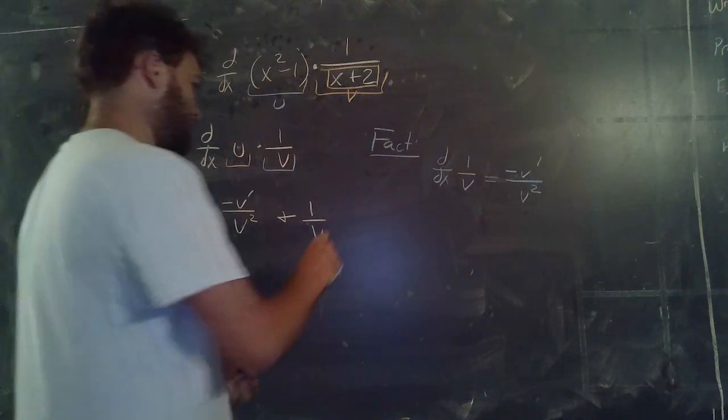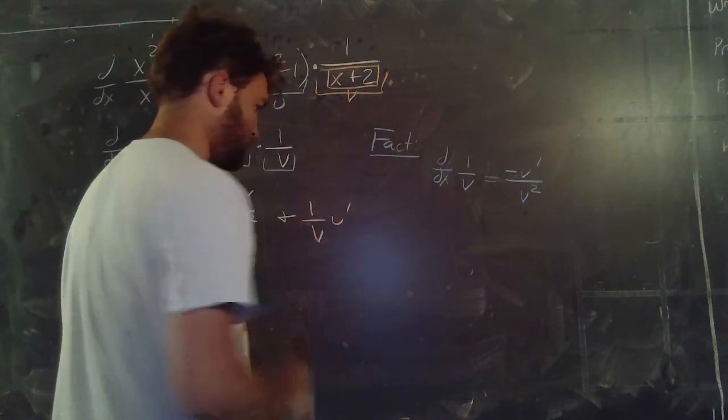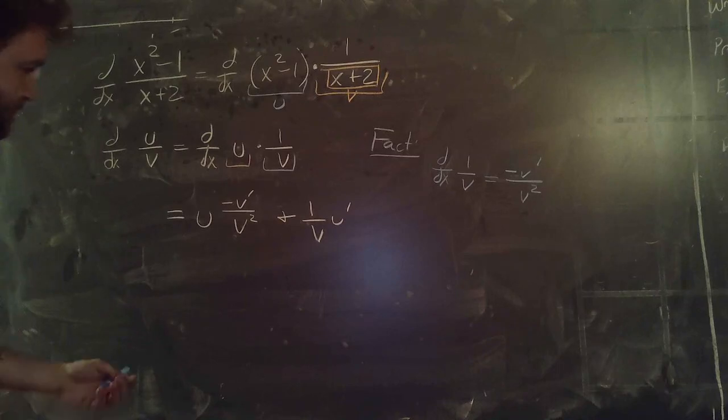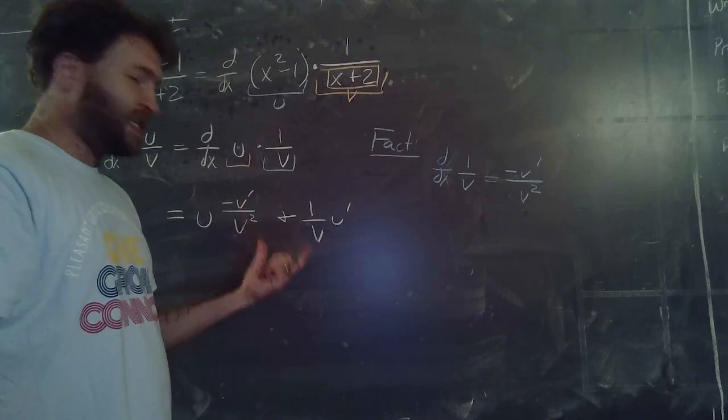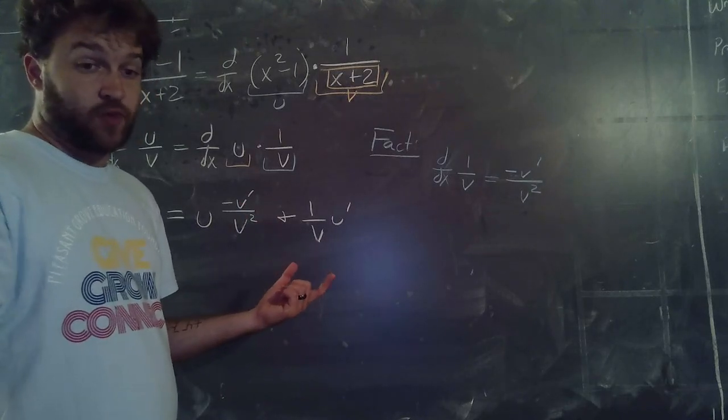And we know that the derivative of u, we can just write that as u prime. Okay, well there you have it. There's the quotient rule. That's the end of the video. No, I joked. This is, in fact, the correct formula for it.